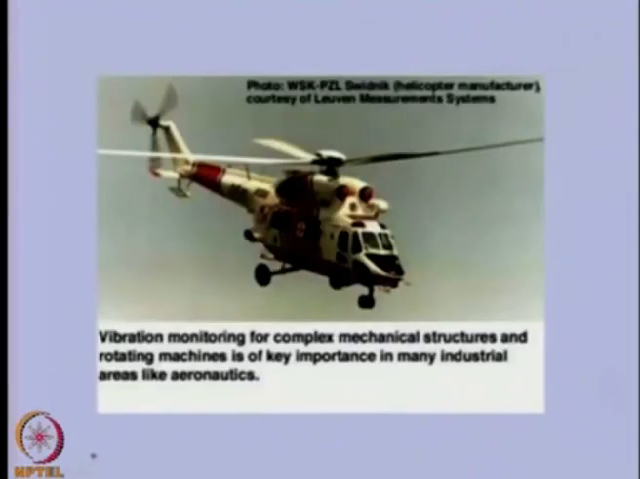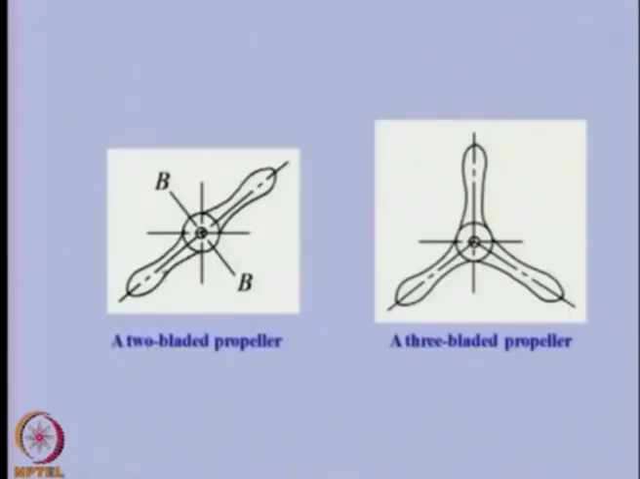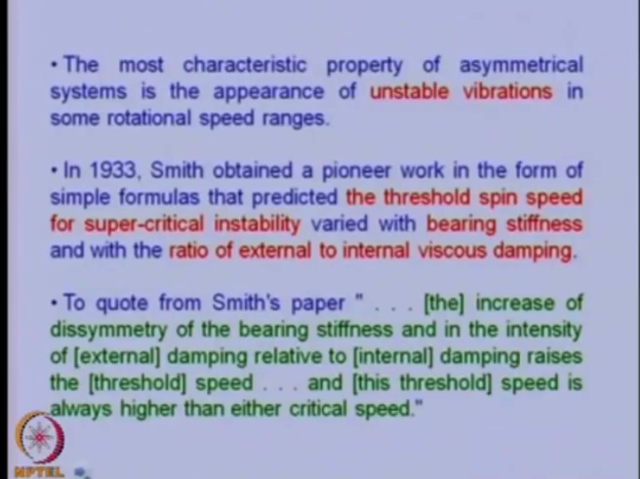This is another example in which rotor asymmetry is there. We can see as this propeller rotates about the fixed axis, its diametral mass moment of inertia would change, and because of that there will be rotor mass asymmetry. The most characteristic property of an asymmetrical system is the appearance of unstable vibrations, as we have seen in the Campbell diagram, in some rotational speed ranges.